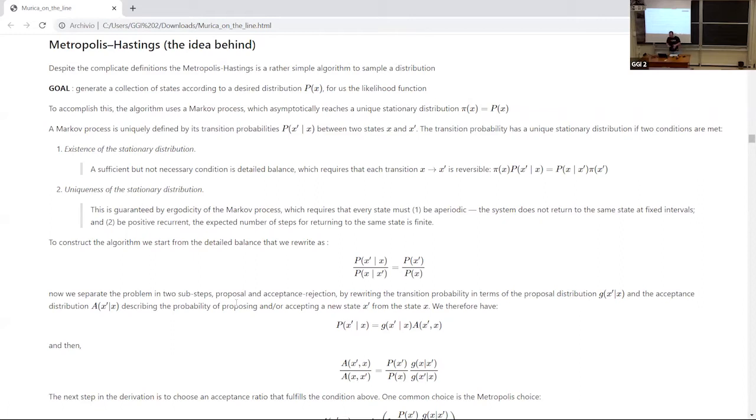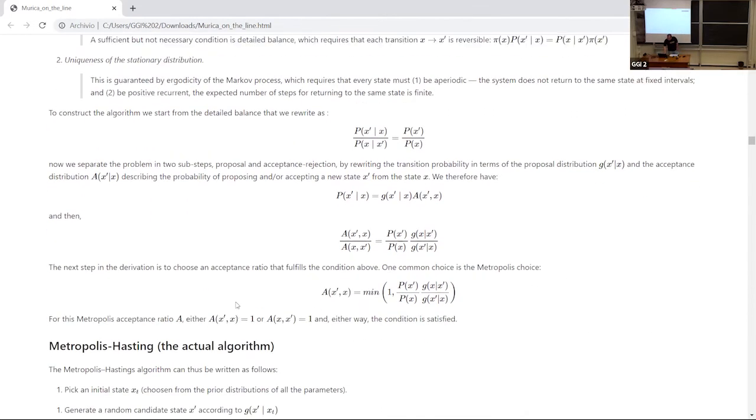Then, the typical way of showing this is to separate this into steps. The first is the proposal of the state, and the second is the acceptance or rejection of the state. So basically what we need to do is to rewrite the transition probability in terms of the proposal distribution, which is this g. So we introduce a new function. And the acceptance distribution describes instead the probability of accepting a new state from the state that we started from. We therefore can rewrite P of x, y in terms of these two functions. And then the detailed balance is derived like that. So basically the transition is weighted by these two functions.